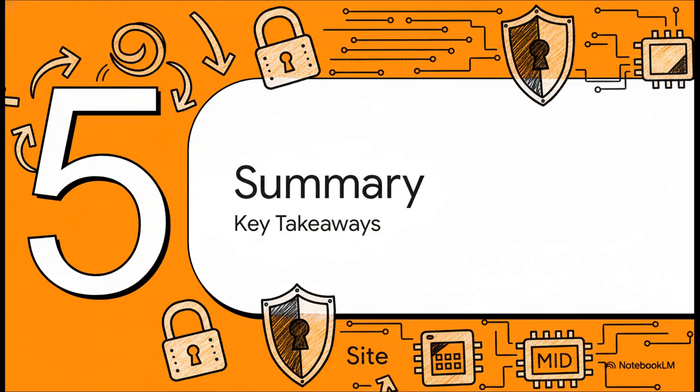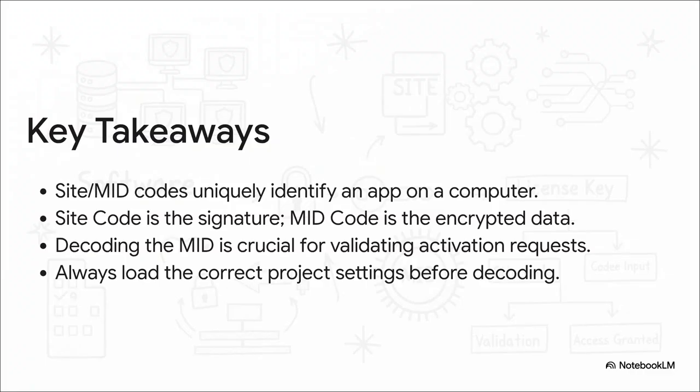All right, we've covered a lot of ground. Let's pull back for a moment and quickly recap the key takeaways from all of this. So if you only remember a few things, make it these. Site and MID codes work together as a pair to create that unique machine fingerprint. The site code is the signature, and the MID holds the encrypted data. Decoding that MID is your best tool for validating legitimate requests when a user's hardware changes. And finally, and I can't say this enough, always make sure you have the correct project file loaded before you do anything. Get these concepts down and you'll be in full control.